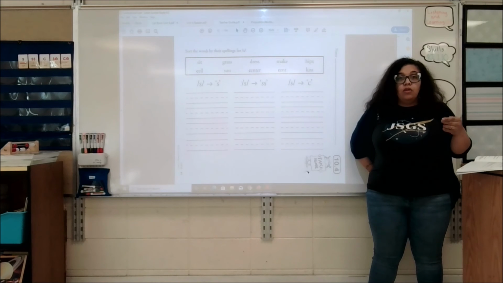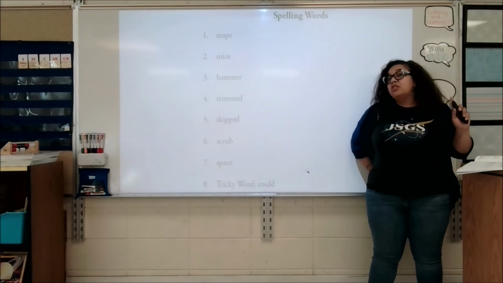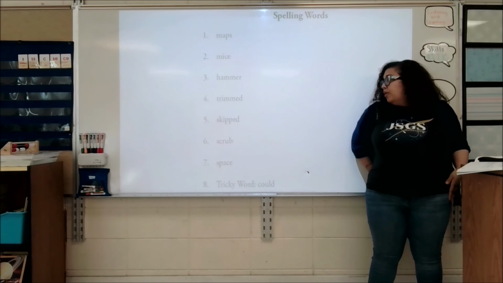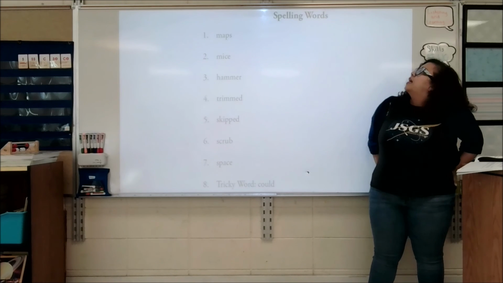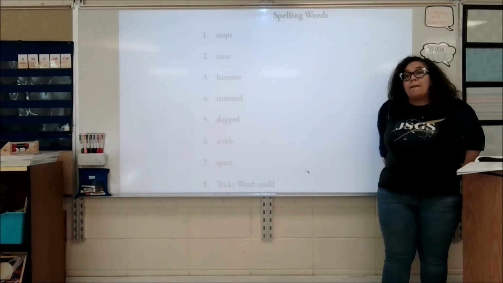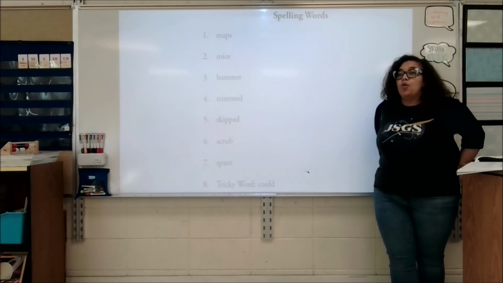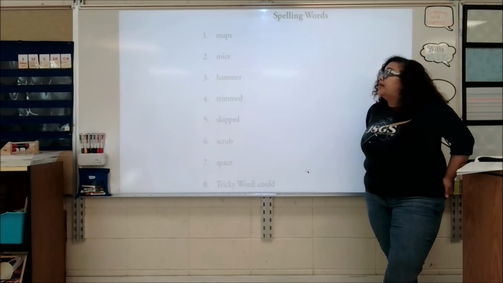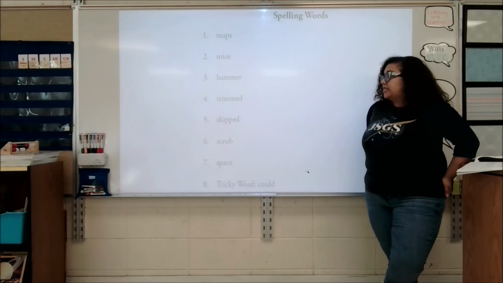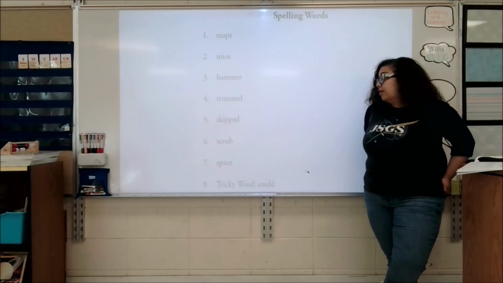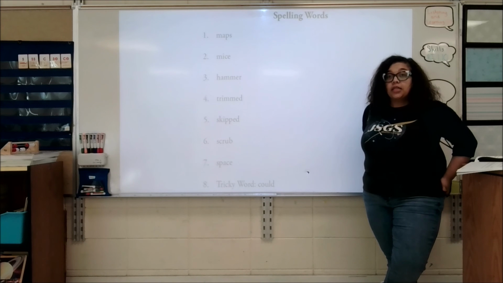You're also going to note that we have new spelling words. Our words this week are on page 11.1 in our cat book. They read: maps, mice, hammer, trimmed, skipped, scrub, space, and our tricky word this week is could. So you might start working on these.